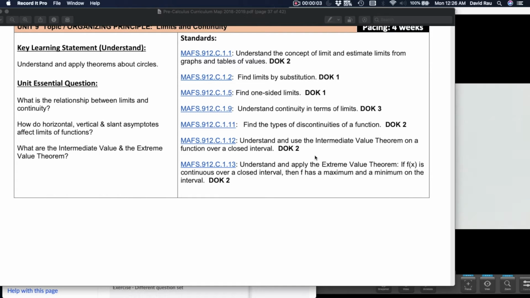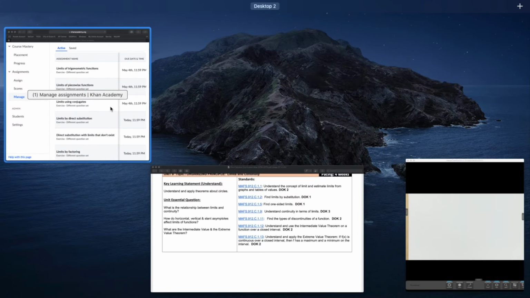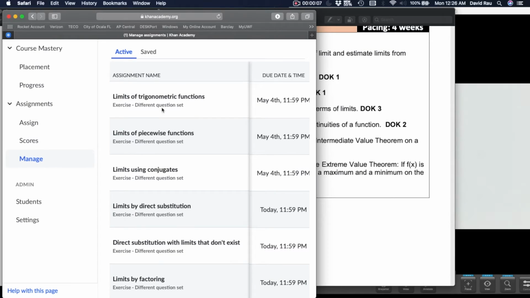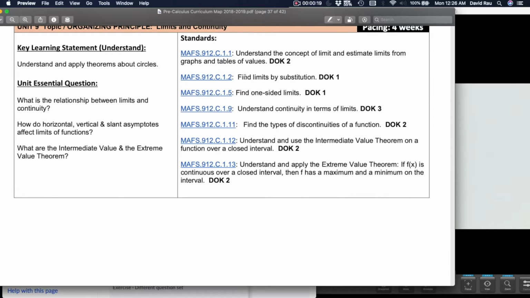Alright everyone, this week we're still going to be looking at limits questions, and we're going to look at three in particular: limits of trig functions, limits of piecewise functions, and limits using conjugates. Now the first two still technically fall into find limits by substitution and find one-sided limits. It's just that this time we're going to be looking at those as function values, not necessarily graphs.